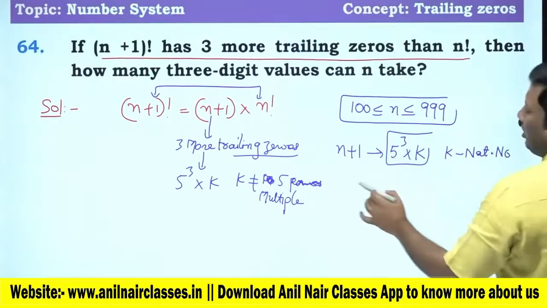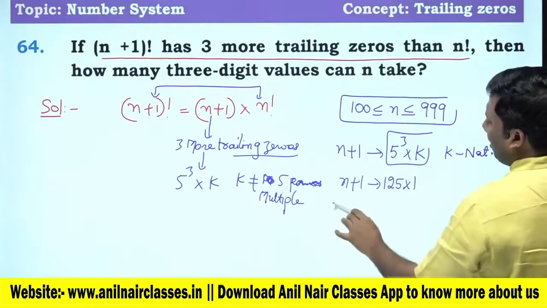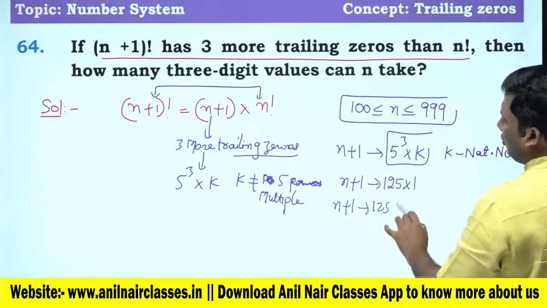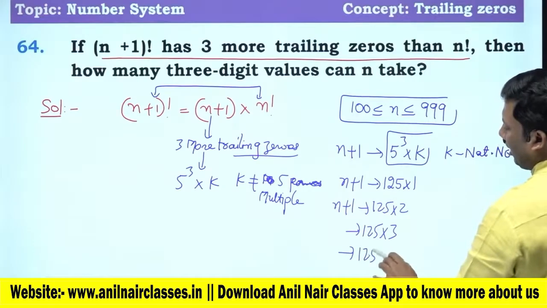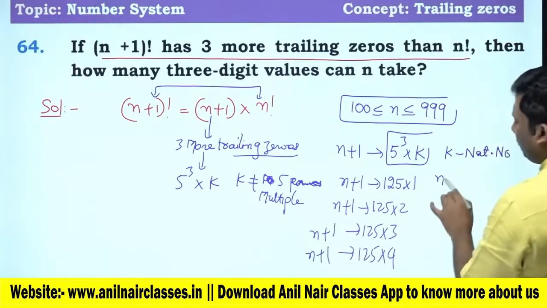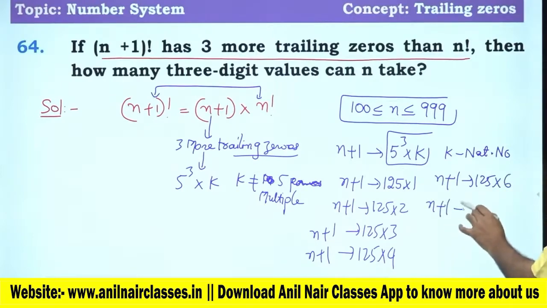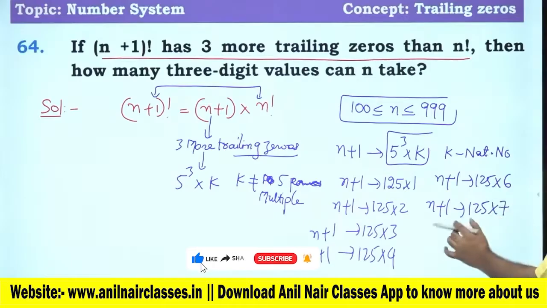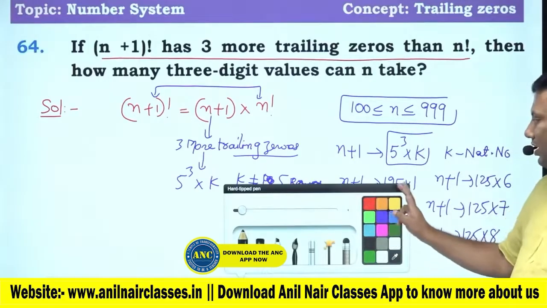Listen carefully. So n plus 1 can be 125 into 1, 125 into 2, 125 into 3, 125 into 4, 125 into 5, it should not be 6, 125 into 7, 125 into 8. Why? Because n will become 999. Listen carefully. Beautiful question it is.